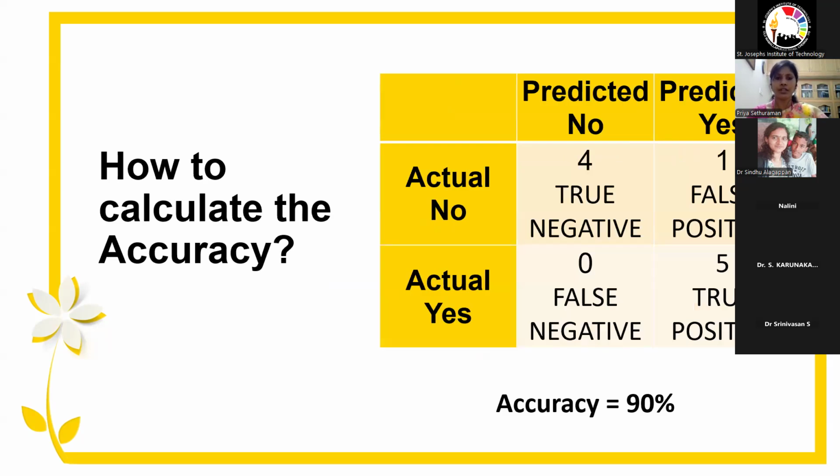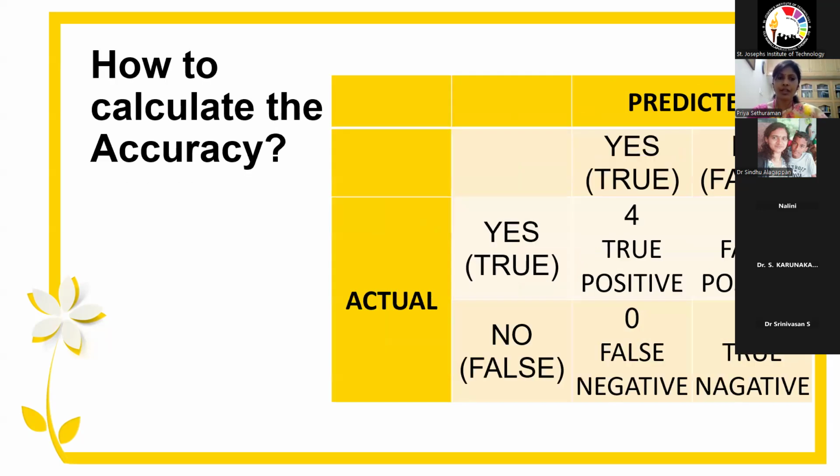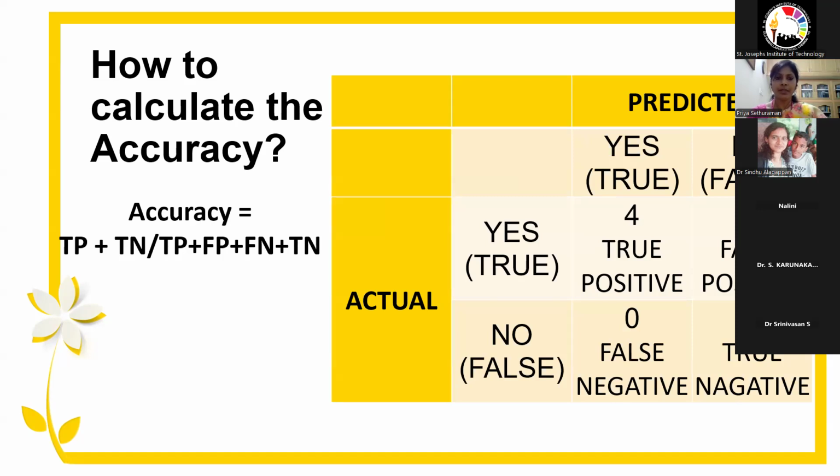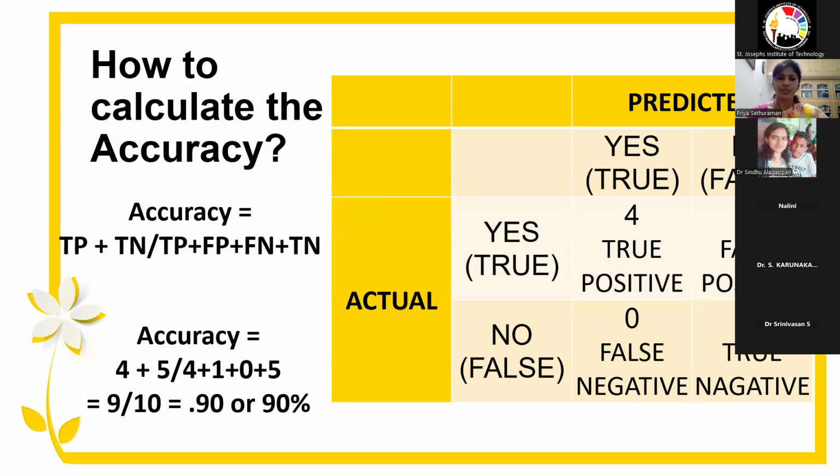So here the accuracy is calculated with the values that we have assumed to be there in the table. There is a formula: accuracy is equal to TP, where TP means true positive, plus true negative TN, divided by all the cases. Here it is 4 plus 5 divided by 4 plus 5 plus 1 plus 0, so this value gives us 90%. You don't have to calculate manually.